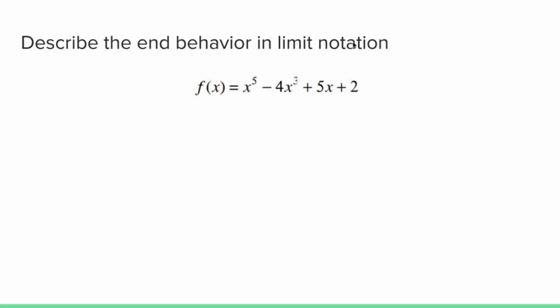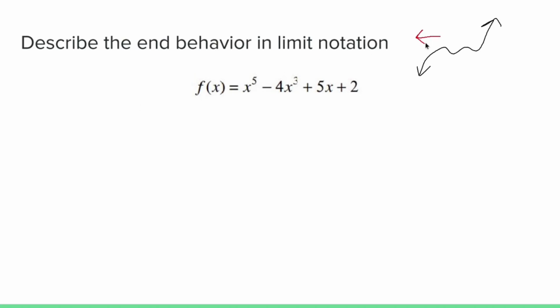Describe the end behavior in limit notation. This is a quintic, degree 5, and the leading coefficient is positive, which means it's going to look something like this. Exactly like that? No, but something like that. Now, I'm going to write out my limit notation, which means I have two options.